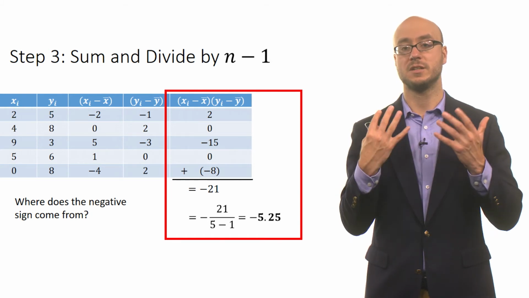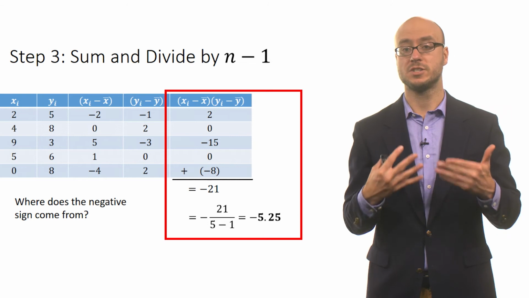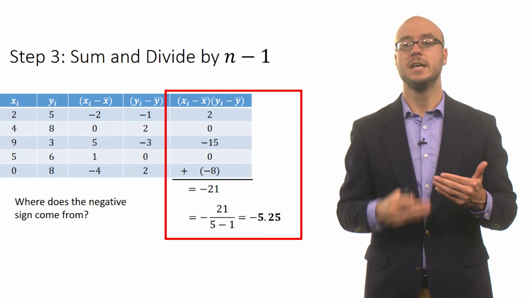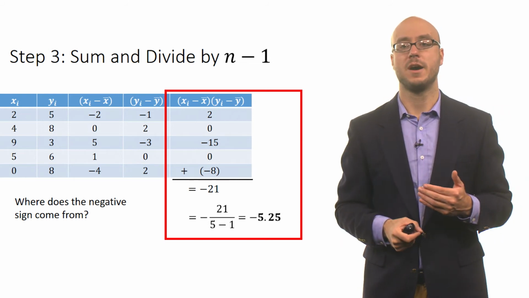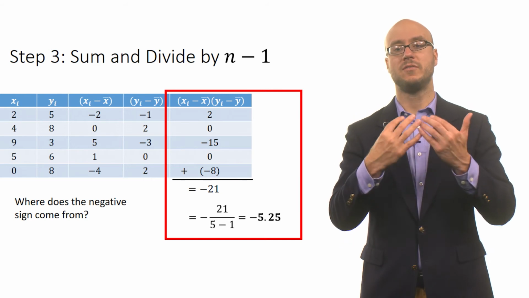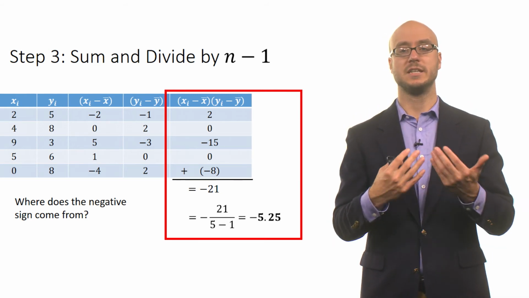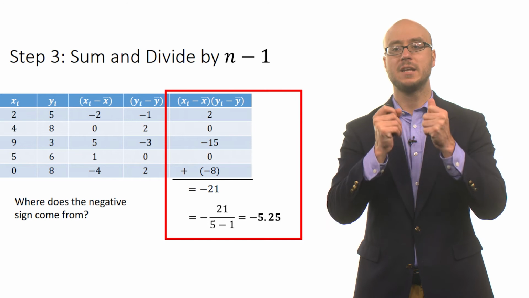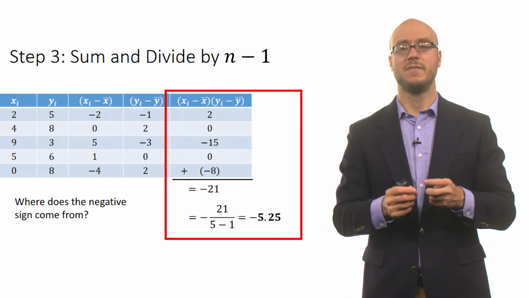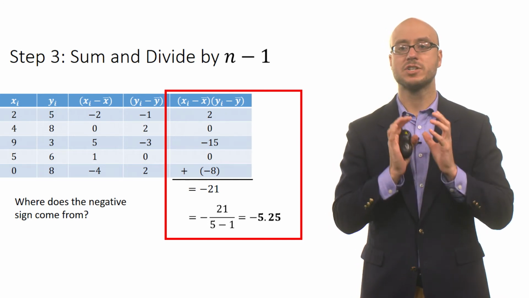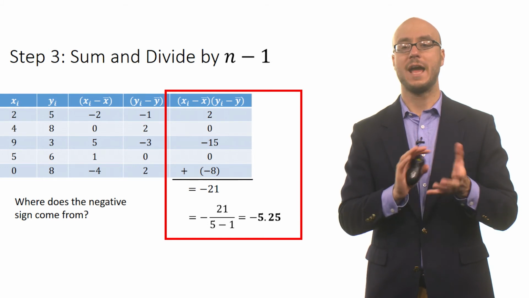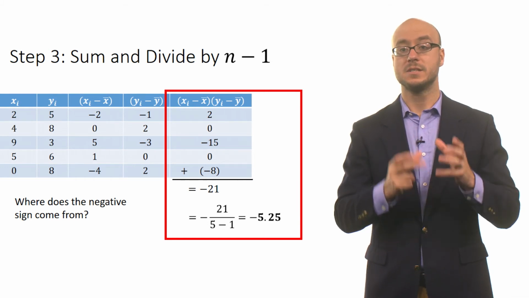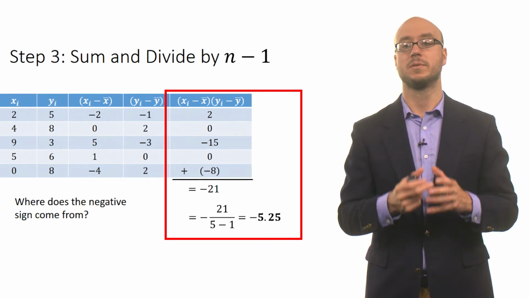That's equivalent to using the sigma notation. That's all the sigma notation is telling us to do. It's telling us to add up each of those 5 cross products. And then we divide by n minus 1, which in this case is 5 minus 1, and we get negative 5.25. That is the average of the cross products for x and y. That is the covariance for this sample of data.